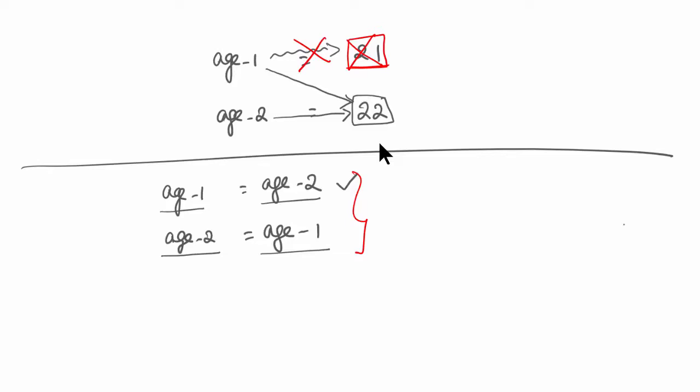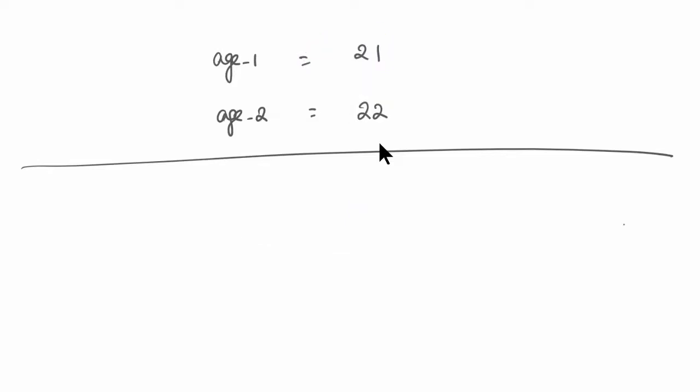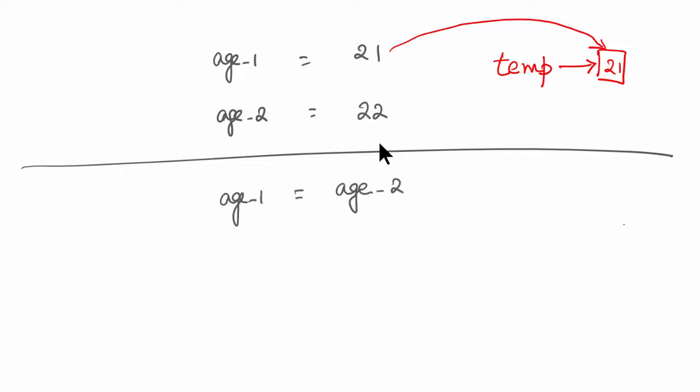So what is the solution? Okay, one of the solutions is to have a temporary variable temp, right? And then store this value in temp. Now temp points to 21. Now you can say age_1 equals age_2, so with this statement this points here, and age_2 equals temp. Now this points to 21, right?